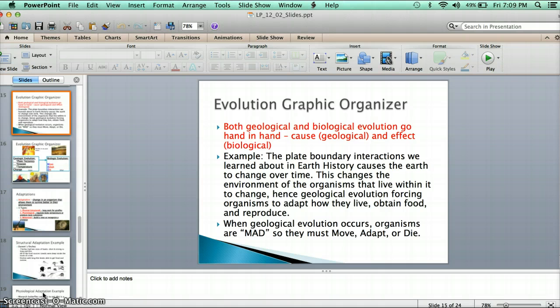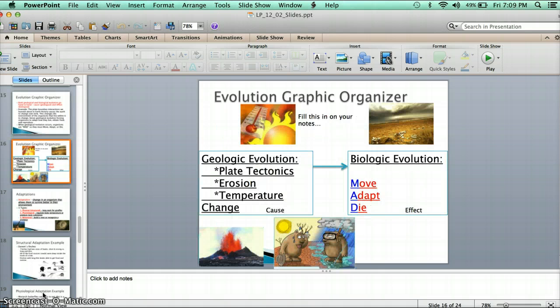So, if the environment's going to change, the organisms living in that environment also need to change in order to survive. So, when geological evolution occurs, organisms are MAD. We call it MAD. This is an easier way to remember it. They either move to a new spot, adapt so they get better at dealing with that environment and can live there, or they die out. So, you're going to fill in your graphic organizer like this.